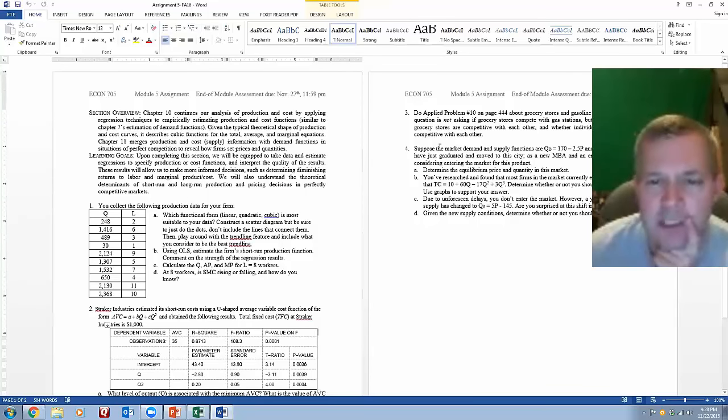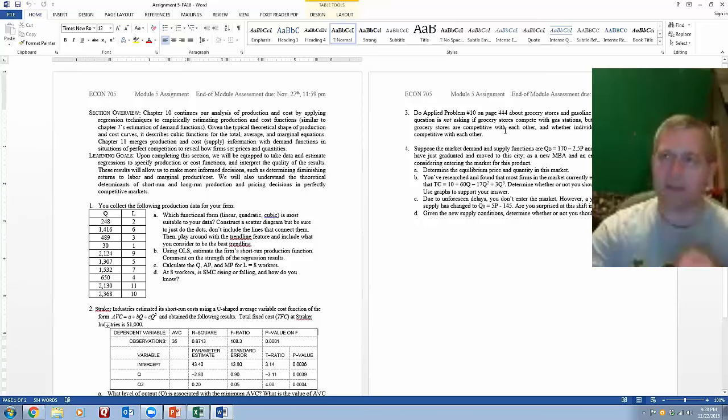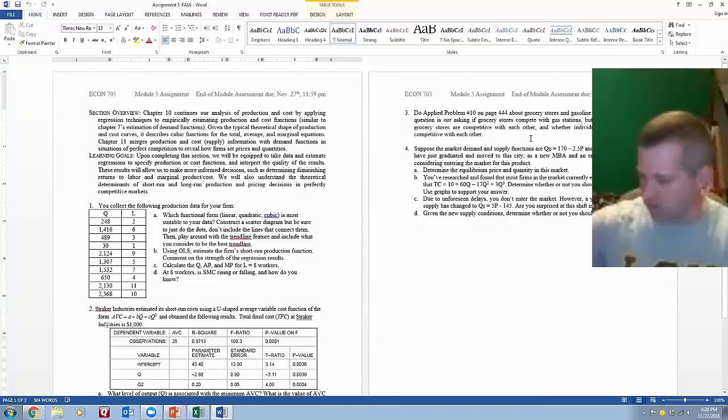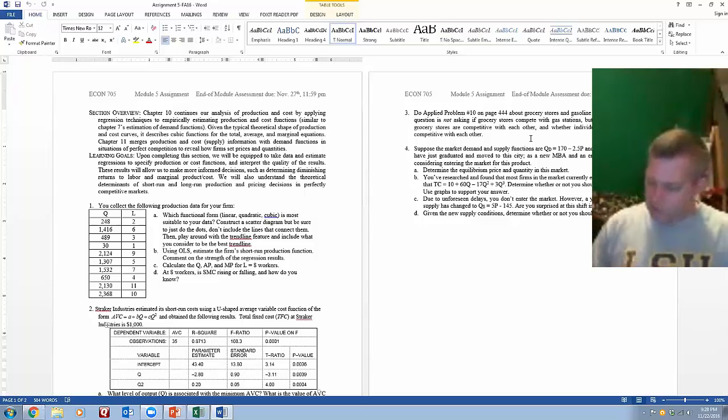People ask, there's a question in your book about grocery stores and gas stations, and I think it's asking about the competitiveness of grocery stores and gas stations. And sometimes students think that these two markets are sort of competing with each other. And, well, let me just get the book exactly. That's not actually what the book is asking about. It's kind of a 2-part question.